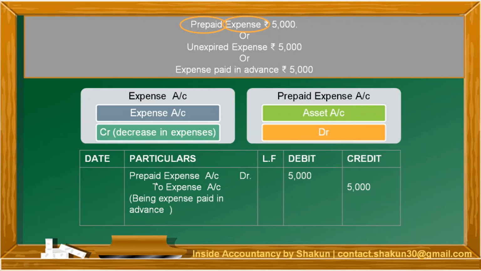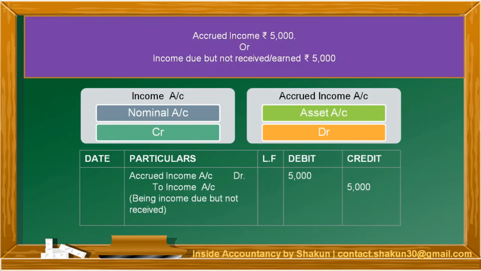So our entry is prepaid expense account DR to expense. Now, as I was telling you about the hint, prepaid expense is an asset, it should be debited. So on the other side, it will always be the expense. Similarly, in case of outstanding expense, you know it is a liability, it has to be credited. So on the debit side, what will come? Expense.